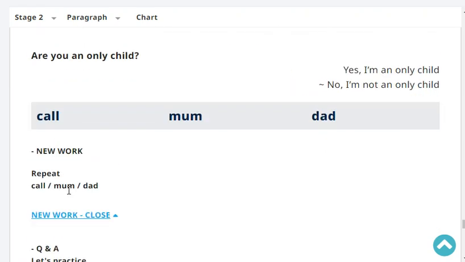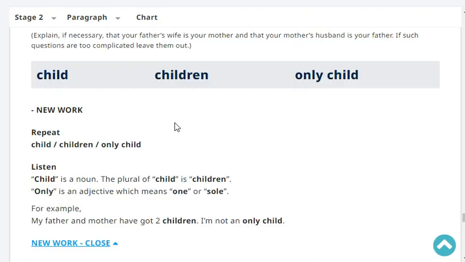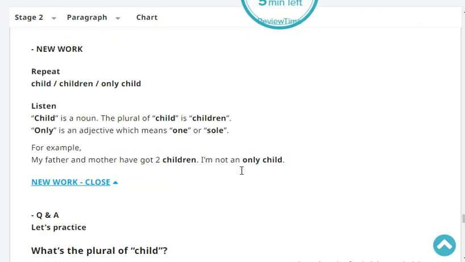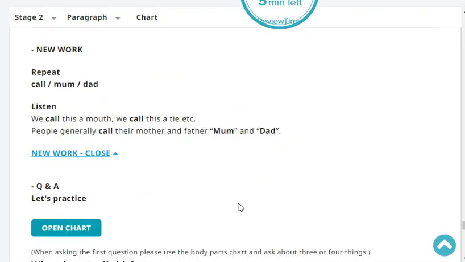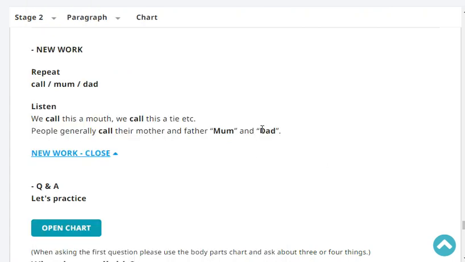Okay, next, repeat. Call, mom, dad. Very good. Okay, listen. We call this a mouth. We call this a pen. People generally call their mother and father mom and dad. Okay, let's practice.